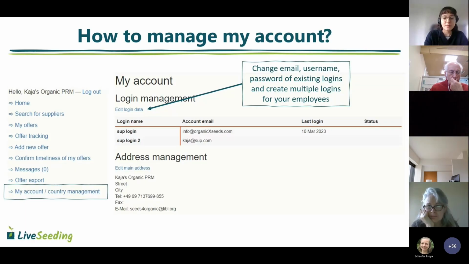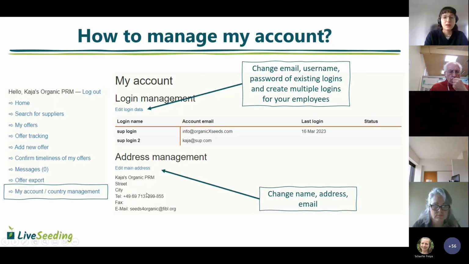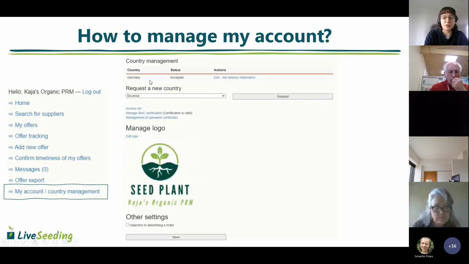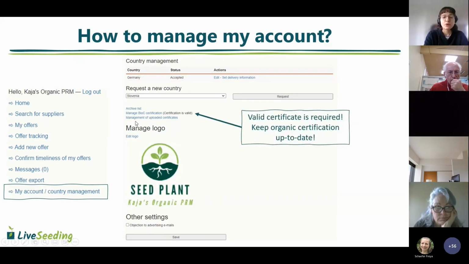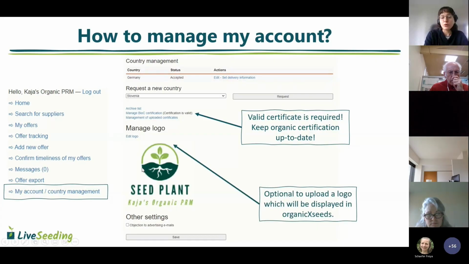Then we have the address management, where you can change the main address. And you will have the country management, which I will show you in a bit. First, we will look here at the certification. So here, for instance, if you have uploaded a certificate in PDF form, you can keep it up to date here. And you can also upload a logo, which will then also be displayed in Organic Exits.